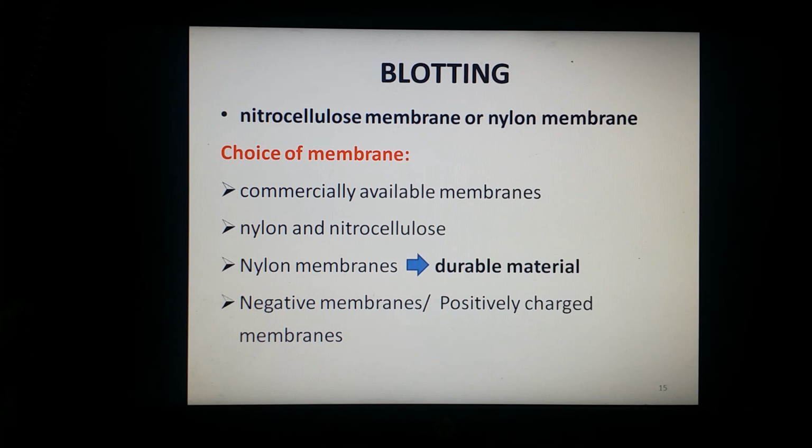and they may be neutral, negatively or positively charged. Nylon, that is the polyamide membranes, are made of the most durable material, but they can shrink or warp if exposed to organic solvents. I have told you that for blotting purposes, either nitrocellulose membrane or nylon membrane will be used. Nitrocellulose tends to tear easily in washing steps and becomes very fragile.